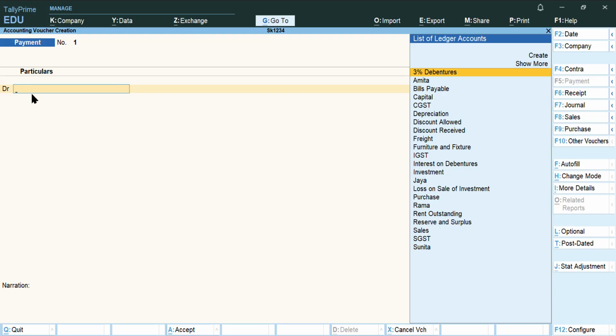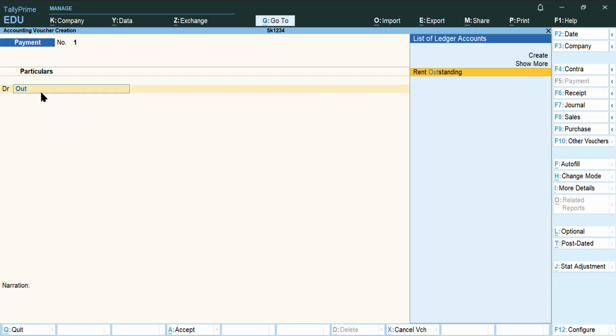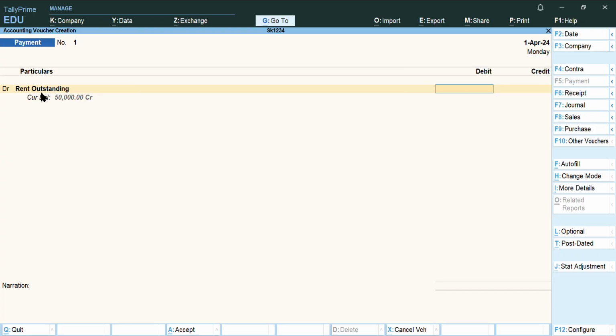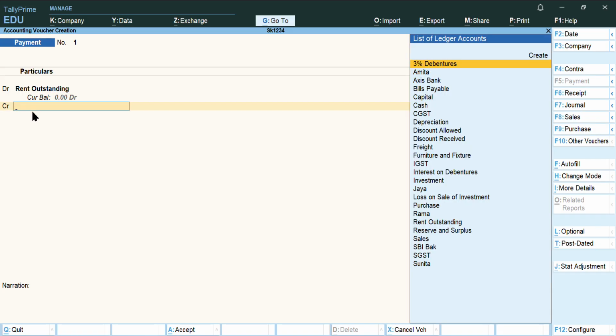So if you pay outstanding rent, your journal entry is going to be outstanding rent account debit to Axis Bank account. So debit is outstanding rent. Okay, the amount was 50,000. Press enter. Now see, it is coming credit. Now if it's a simple entry, one debit, one credit, so automatically credit is coming, it's fine. If it's a complex entry involving more than two accounts, then we may have to make the correction here. It might be debit or credit.